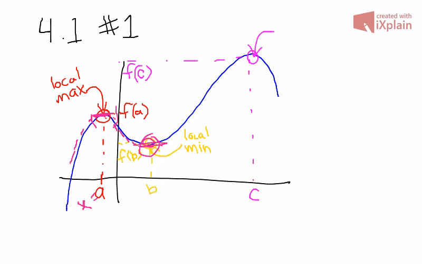Okay? And this last one here that I label C is an absolute max because it's the highest point on the graph in total. So again, critical points are all the spots where the function's slope is equal to 0. Alright.